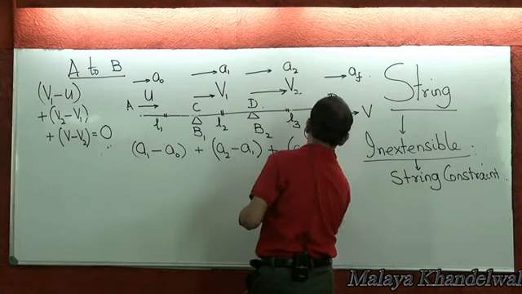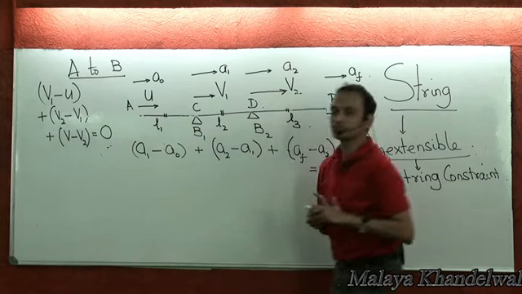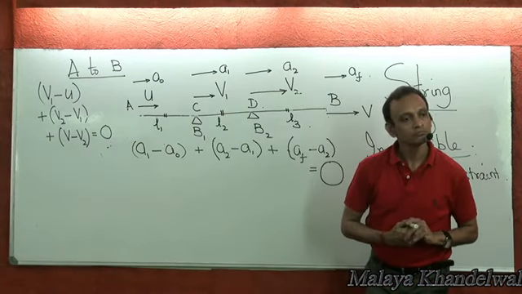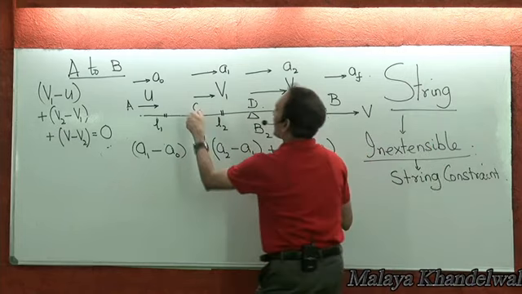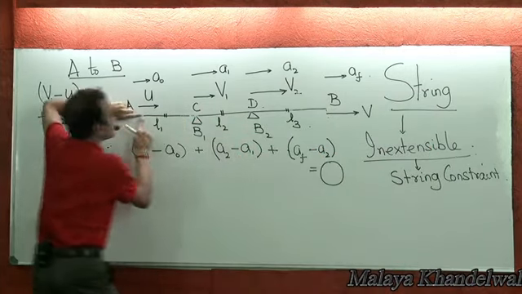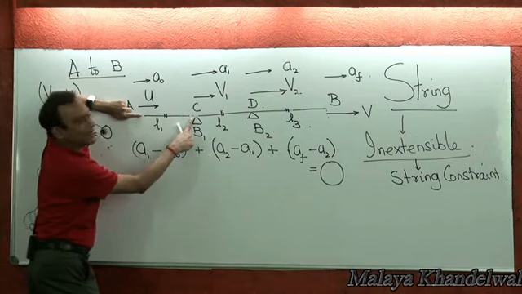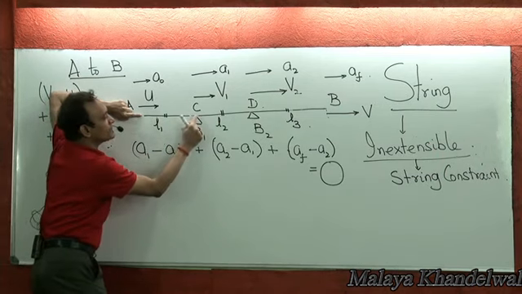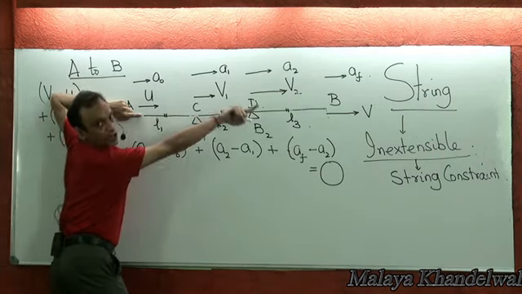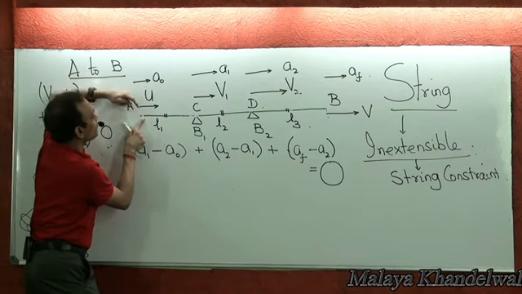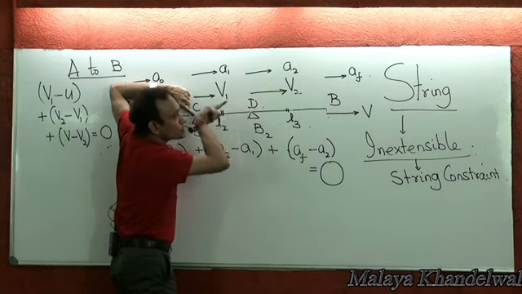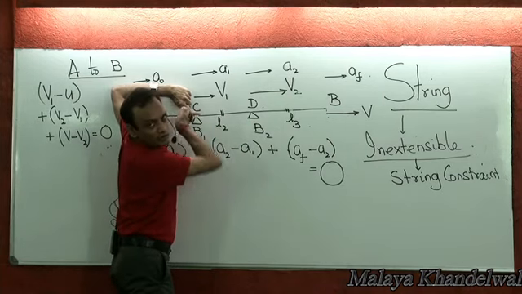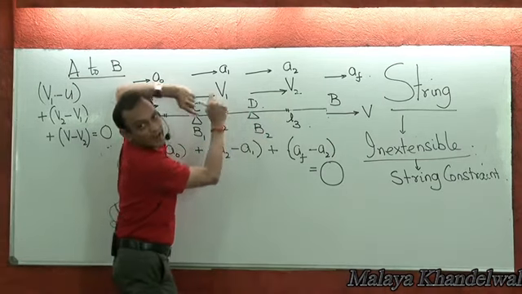All of this must turn out to be 0. Yes or no? That means acceleration, I traverse a string from A to B. This is one segment. Then for this segment, I take acceleration of C along AB minus acceleration of A along AB. Plus, then I come to this segment. Acceleration of D along AB minus acceleration of C along AB, which would be A2 minus A1.